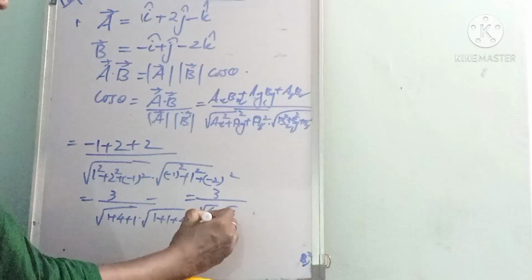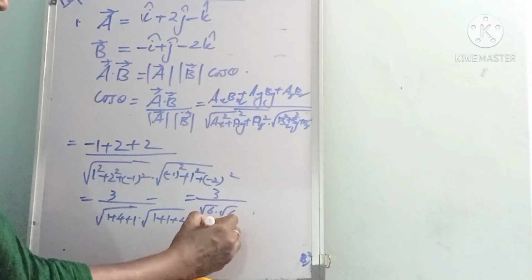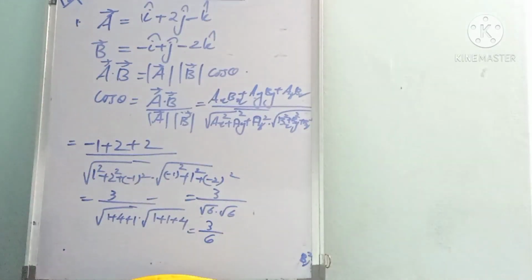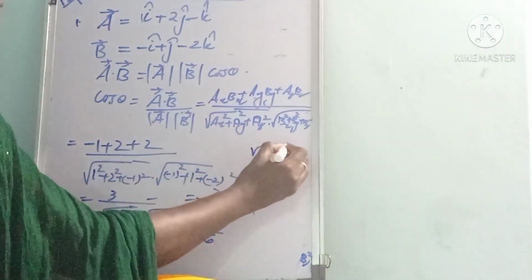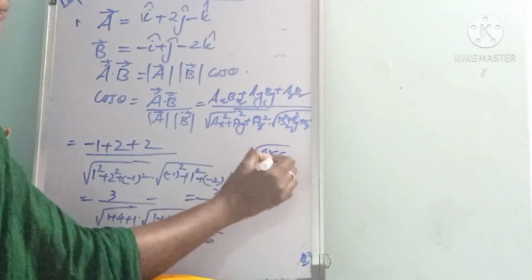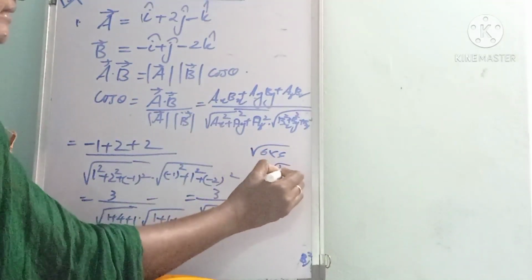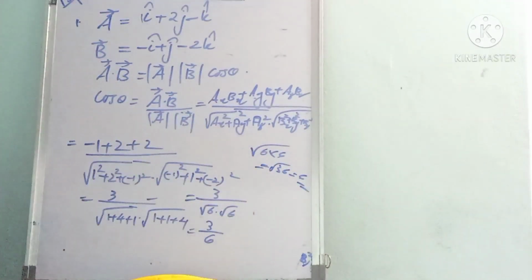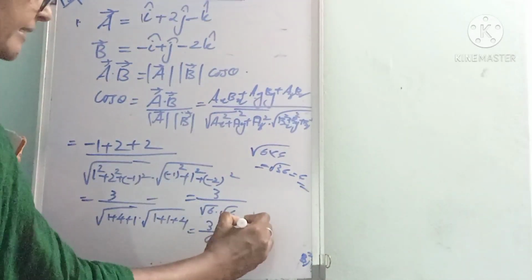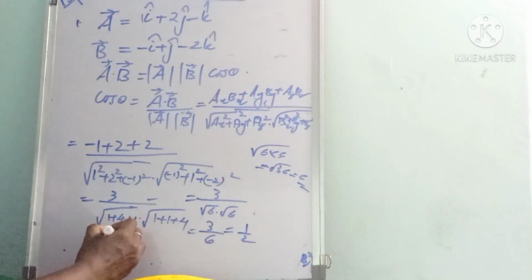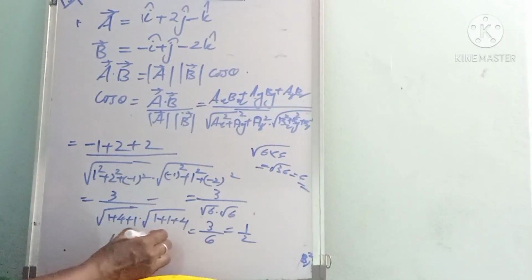Root 6 into root 6 gives 6. Listen, root of 6 into 6 is actually root 36, and it is 6. So we got here 6. Then 3 by 6 is actually 1 by 2. So we got cos theta as 1 by 2.